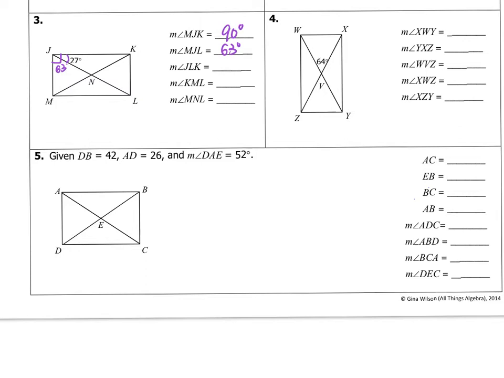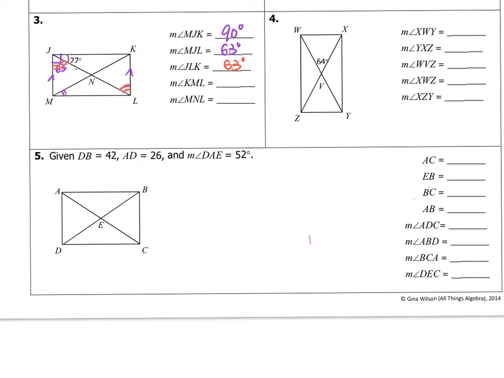And then JLK. Notice that opposite sides are also parallel in a rectangle. So this angle, well, let me use a different color. So this angle with the two tick marks and the 63 degrees is congruent with each other. So that JKL is 63 as well. KML, where's KML? KML is right here.